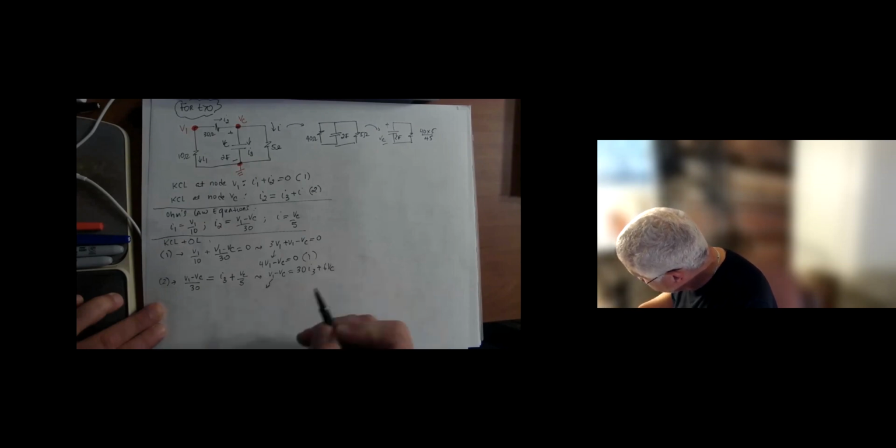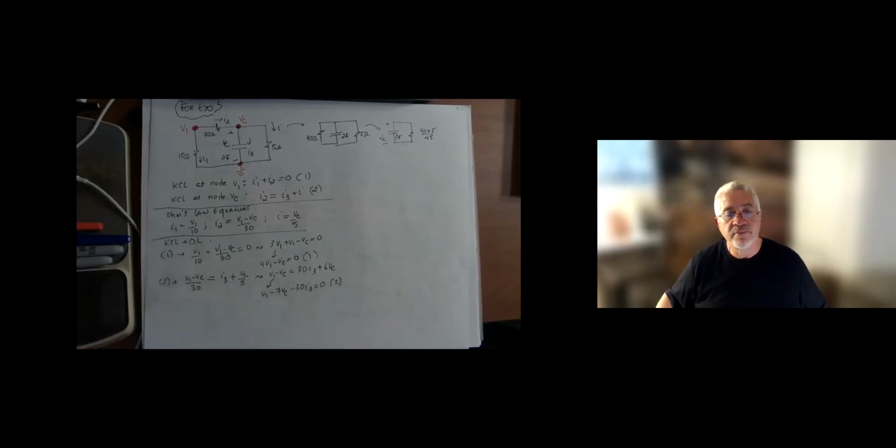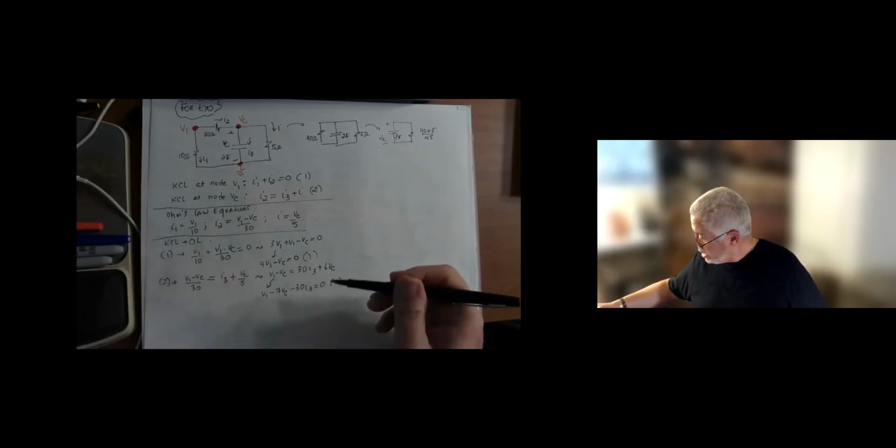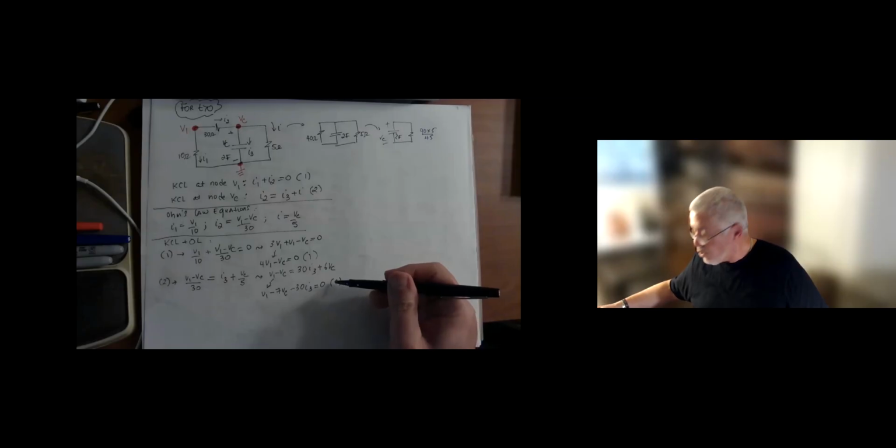Okay, so what does that give me here? If I send everything to one side, I get V1 minus 7 VC minus 30 I3 equals 0. That's the new equation 2. Okay. All right. So my new equation 1, my new equation 2. I have not touched the capacitor.